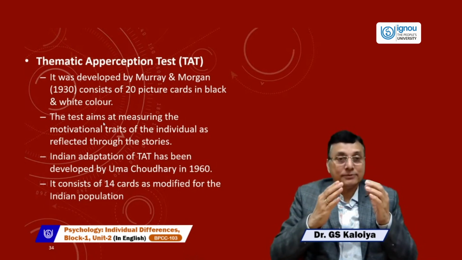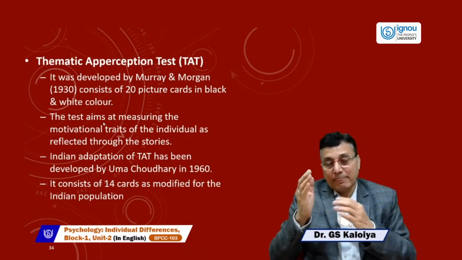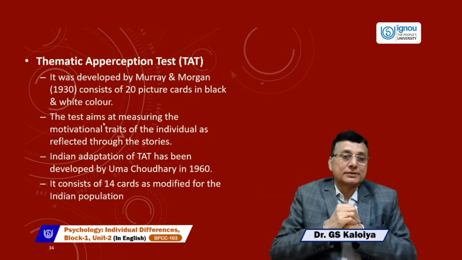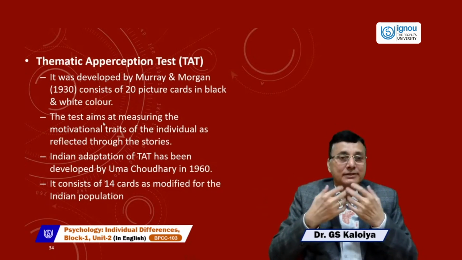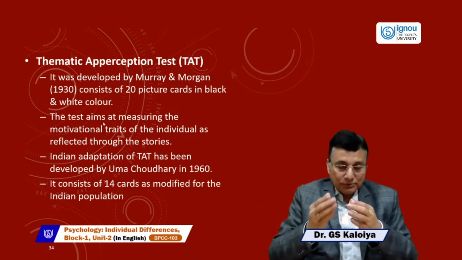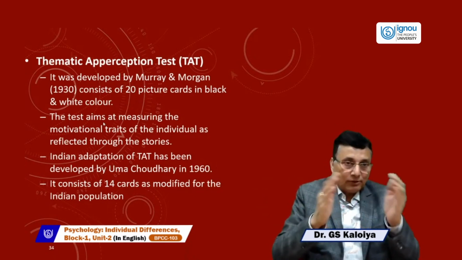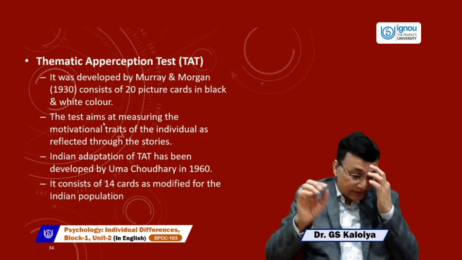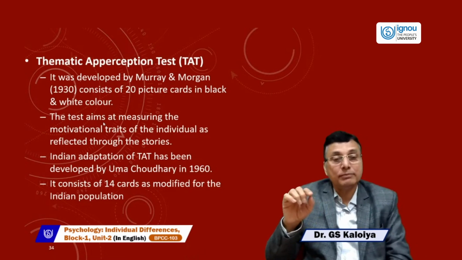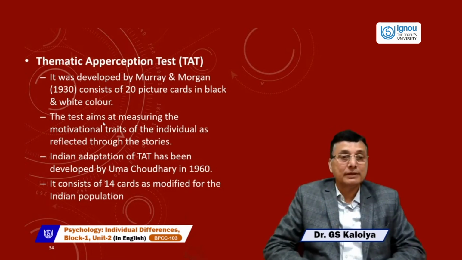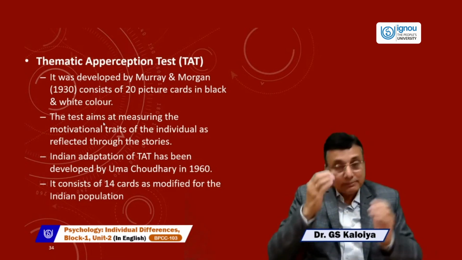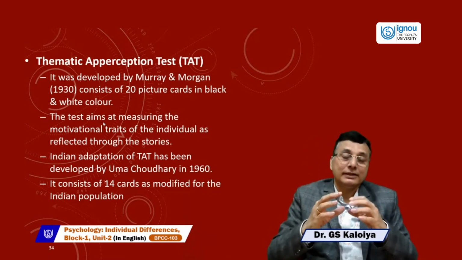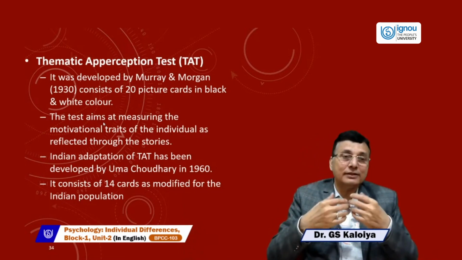Certain cards are for males, certain cards are for females, certain cards are for boys, and certain cards are for girls. Suppose you are administering this test on a male; you have to select the common cards plus those cards only which are meant for males. It is written on the card: M for male, B for boy, F for female, G for girl. You have to select accordingly. After sorting, in no condition can it be more than 21.